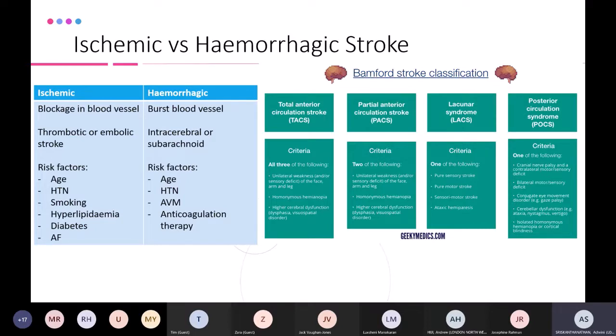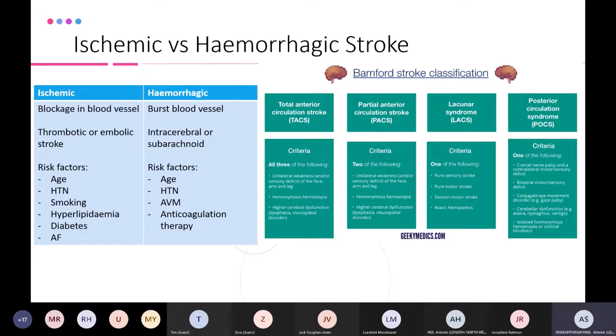And then you've got the criteria for the lacunar infarcts and your posterior circulation infarcts here as well. So the lacunar ones are usually purely sensory or purely motor, and that's the key defining feature there. And then for posterior, it depends on the location. You just need to have one of the following: affecting your motor or sensory bilaterally, or your eye movements, or cerebellar dysfunction, for example.